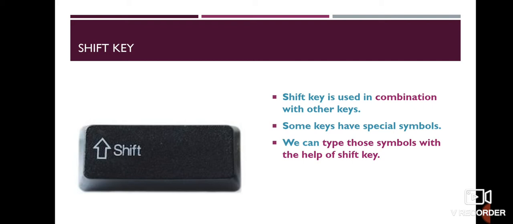Okay, is it clear? So that means two keys we have to press at the same time. One is shift and the other one is for any other key for the specific function you want to perform. So shift key alone we cannot use. It is used in combination. One is shift key and the other any other key, whatever specific function you want to perform, you can press that key along with shift key.